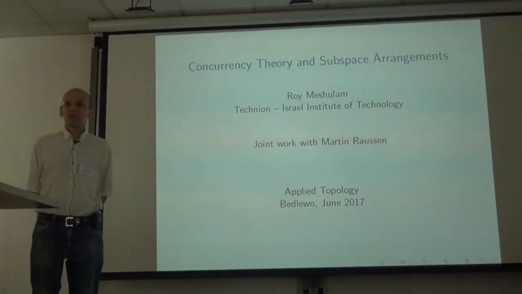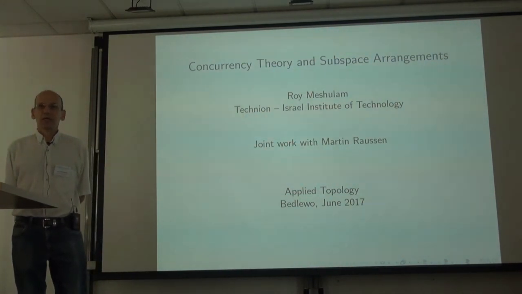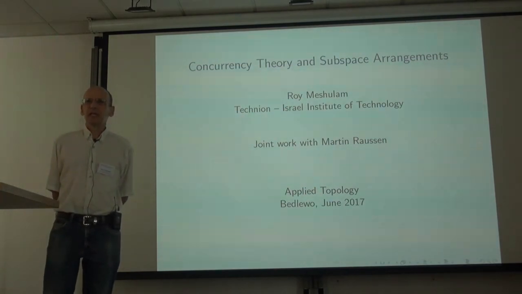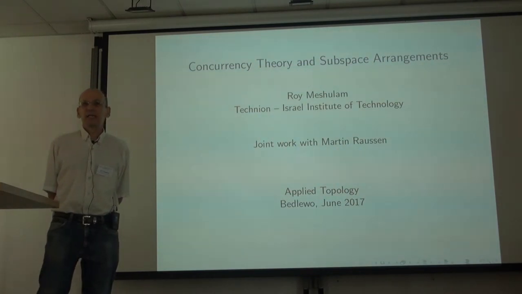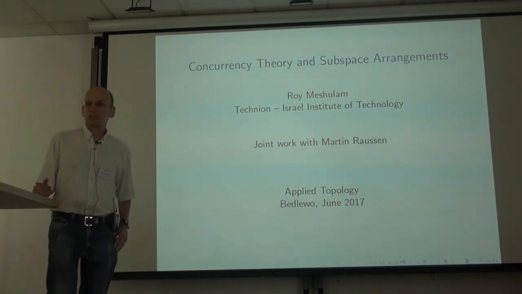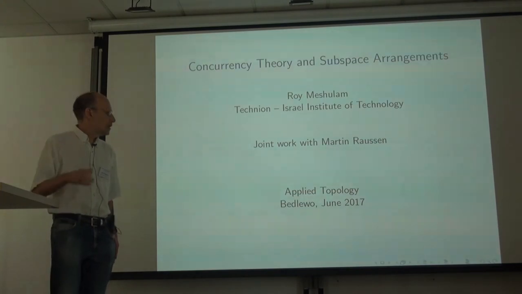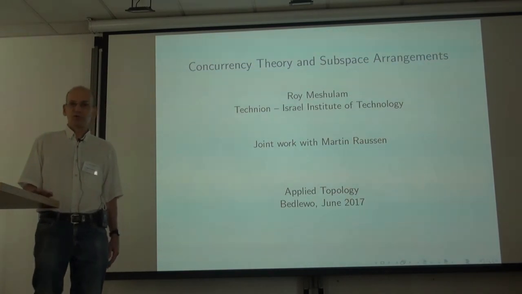Concurrency theory is a part of computer science that deals with properties of systems in which several computations run simultaneously and sometimes interact with each other. There are many models for these concurrency situations. I will talk about a very specific one, which is called the PV model of Dijkstra.